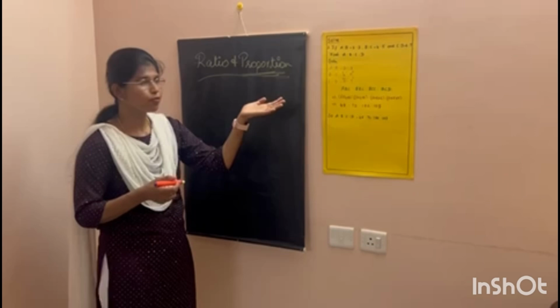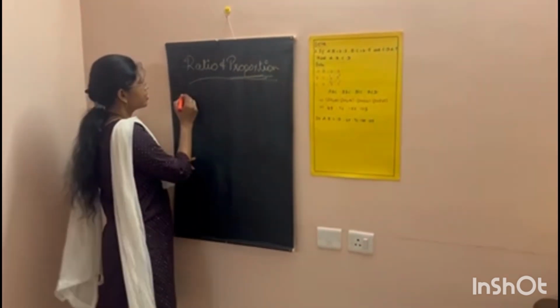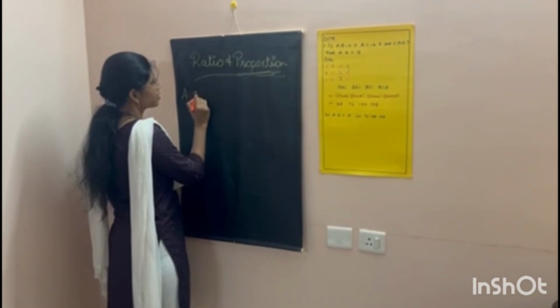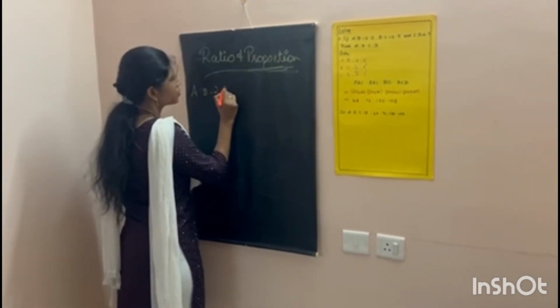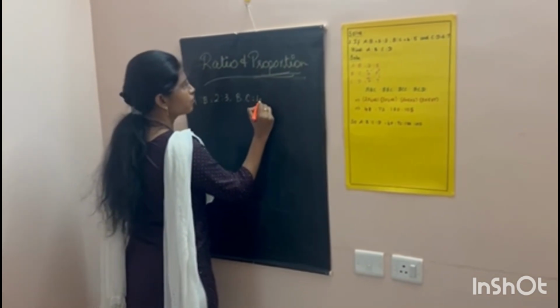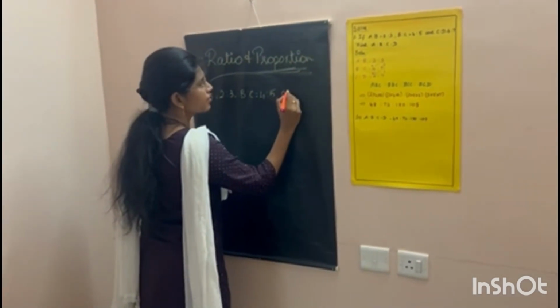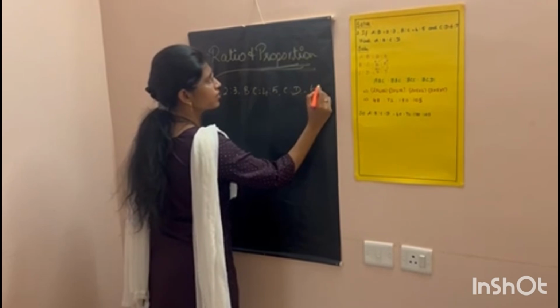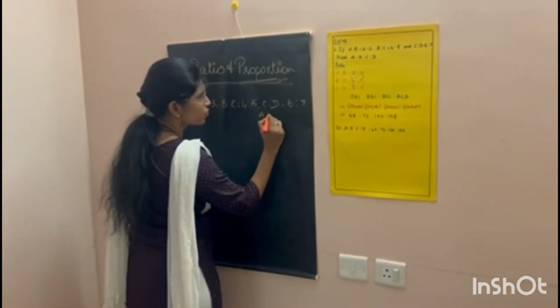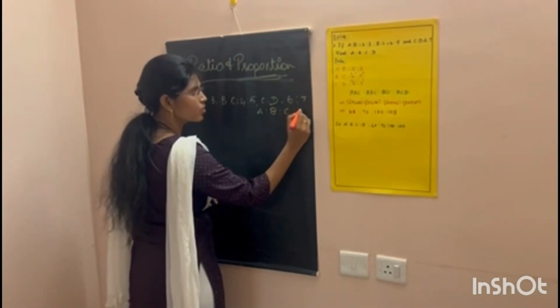Finally, we will move on to the 4 variable problem. This is what they have given: a is to b is equal to 2 is to 3, b is to c is equal to 4 is to 5, and c is to d is equal to 6 is to 7. They asked to find out a is to b is to c is to d.